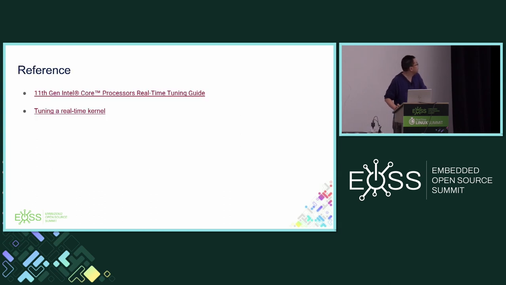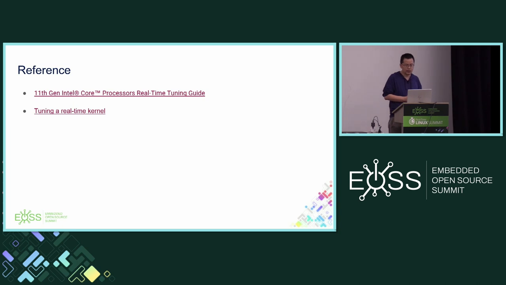This is a reference. The first reference is the Intel Core Processor Real-Time Tuning Guide. For this tuning guide, the CPU is for network and edge. Intel has not only CPUs for laptop and server, but also CPUs for industrial, medical, and telecommunication domains. Their CPUs are different. This tuning guide is for the network and edge CPUs.